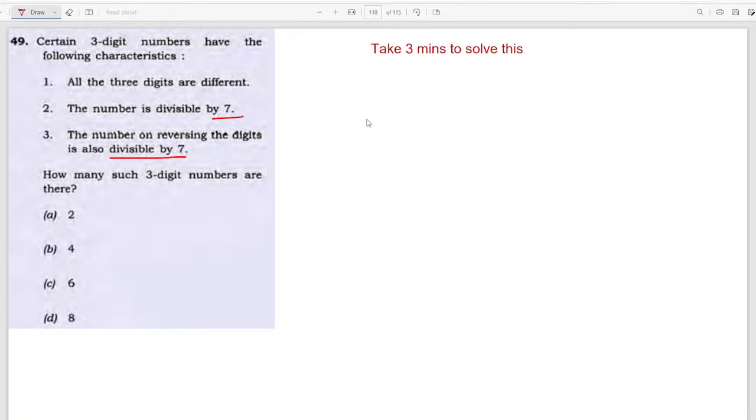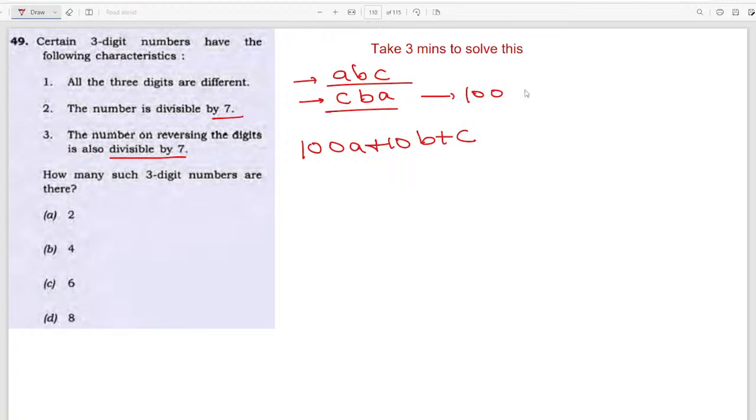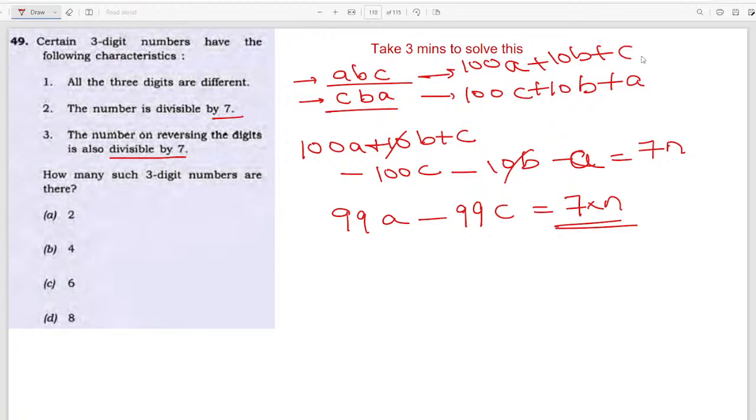So just like our normal way, let's consider the 3-digit number as ABC, and when you reverse it, it will become CBA. They're saying that these numbers are divisible by 7, and the number on reversing the digits is also divisible by 7. So ABC can be written as 100A plus 10B plus C, and CBA can be written as 100 into C plus 10B plus A. They are saying when you reverse this, it is a multiple of 7.